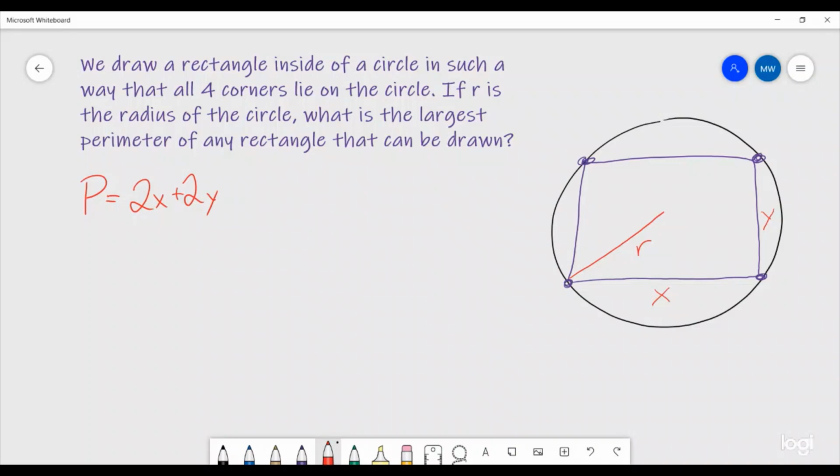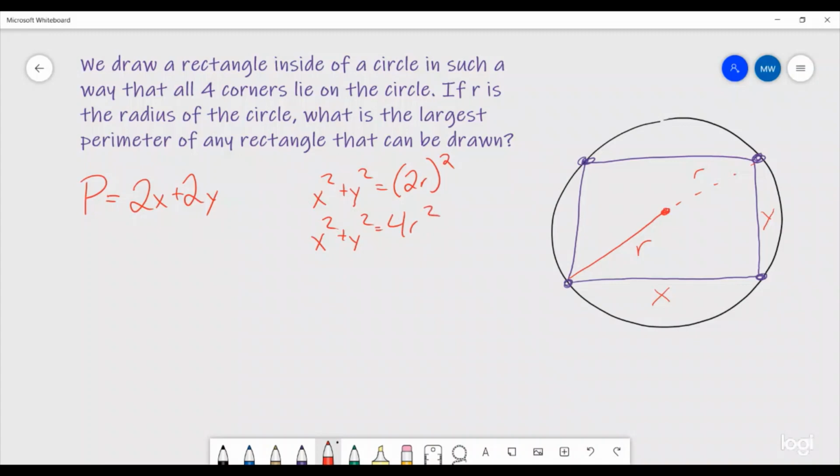Now the question is, what's the relationship between x and y? Well, we already know that going from the center to a corner is r, because that's the radius of the circle. But if we do the center to both opposite corners, then that's going to mean that this is going to be another r up here. So that means that we now have the relationship x squared plus y squared is equal to 2 times the radius squared. So x squared plus y squared equals 4r squared.